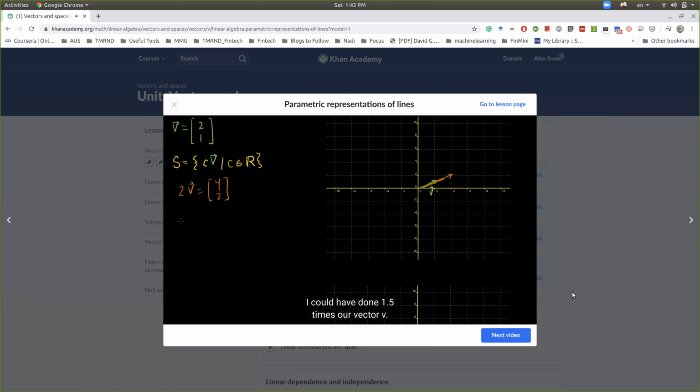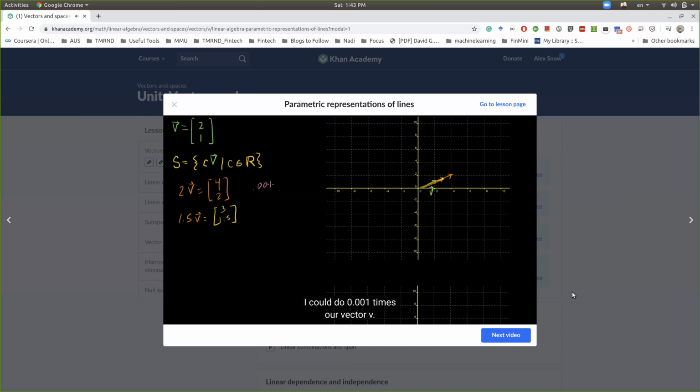I could have done 1.5 times our vector v. Let me do that in a different color. That'd be 1.5 times 2, which is 3, 1.5. Where would that vector get me? I'd go 3 and then 1.5. I'd get right there. And I can multiply it by anything. I can multiply 1.4999 times vector v and get right over here. I could do minus 0.00001 times vector v. Let me write that down.